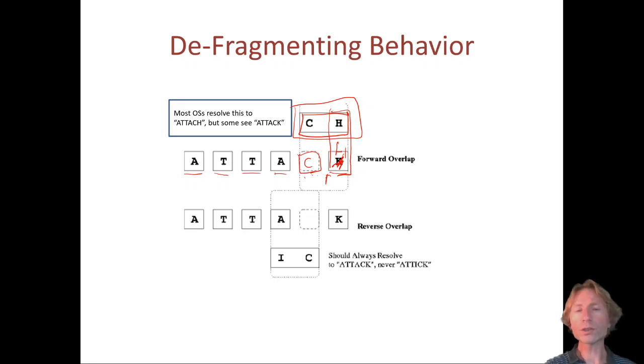What you could also have, and that is less of an issue, is a packet that you've already received, and then you receive a packet that overlaps partially with something that you've already received where the hole is on the other side. Now, this should typically not create problems. It should always resolve to attack and never to attack. So this should not override that.